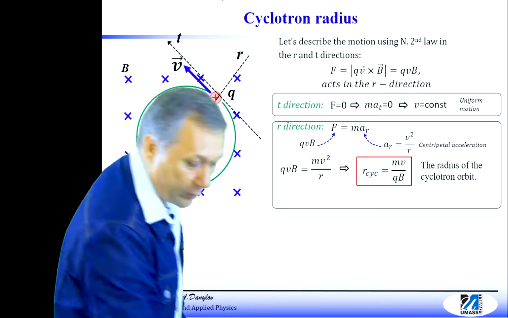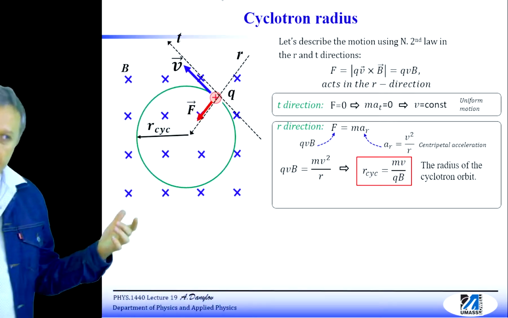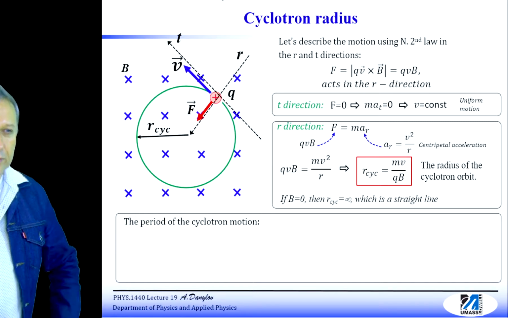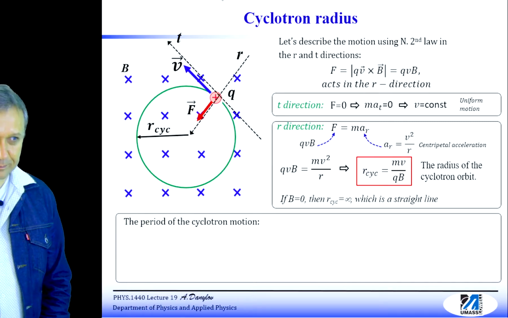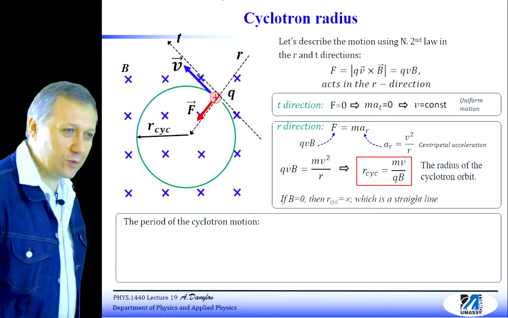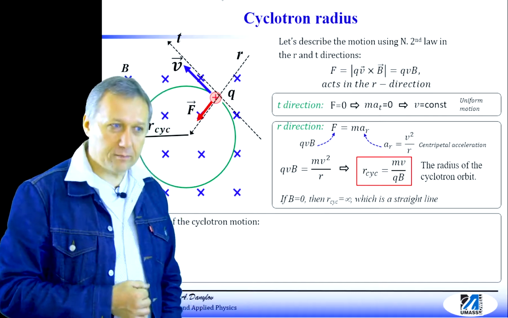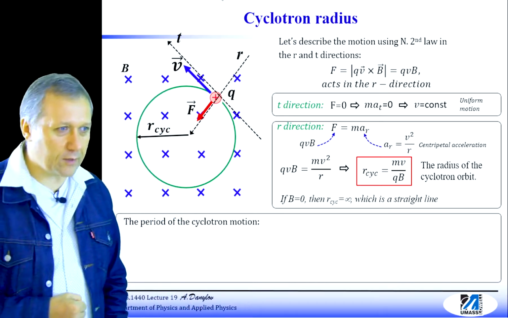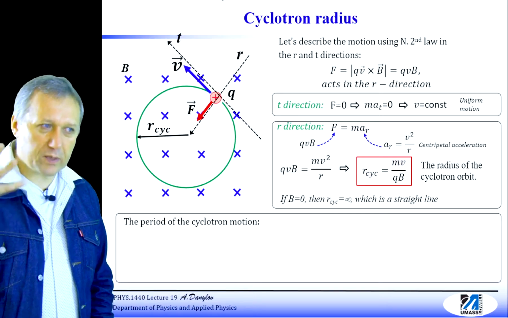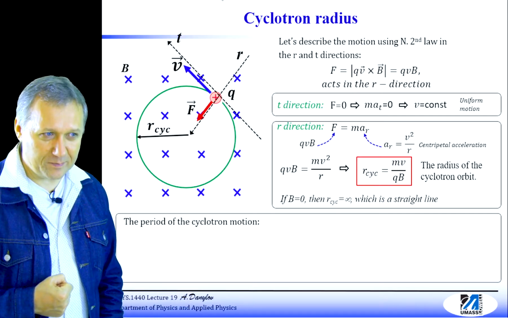If this motion is periodic, of course, next logical question, what about the period of this motion? So, the period of the cyclotron motion. At this point, usually if I ask a question like this on the exam, especially if students don't come to classes, they start panicking. They write a bunch of nonsense, right? Because for them, whenever they hear the word period, it's something complicated. But in this case, it's basically trivial.